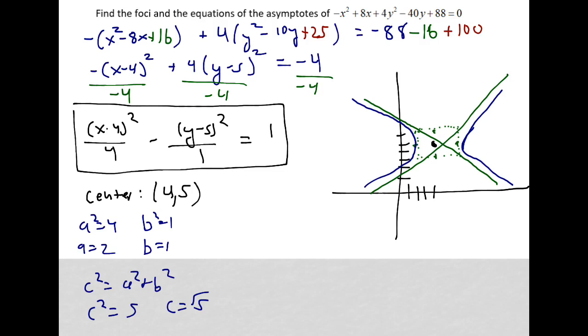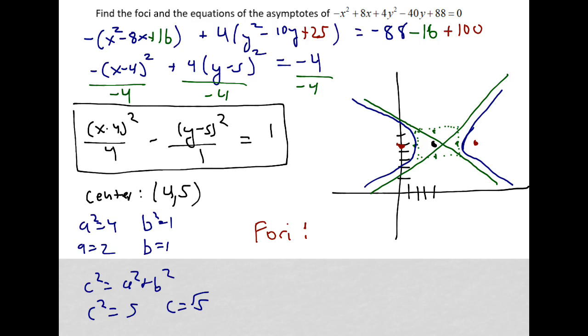All right, so now the question asks us to get the foci. So how are we going to determine where the foci are? Remember, the center is at 4, 5. This is the center right here. Notice, what is the value of c? The value of c is radical 5. So that means the foci, and maybe we can use the graph to help, should be radical 5 units away on the right and also radical 5 units away on the left.